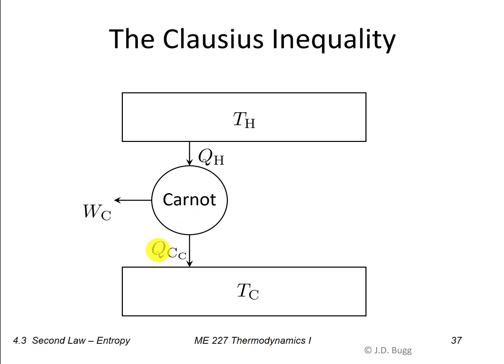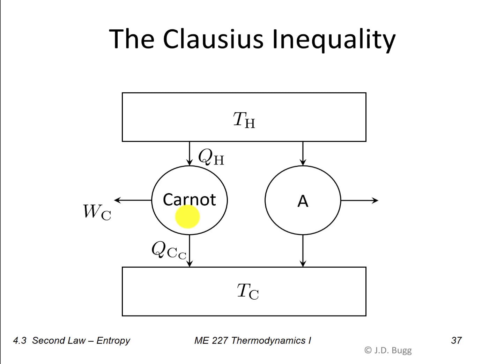Then the amount of heat it's rejecting is QCC. So there's two C subscripts here. The first one refers to heat transfer with the cold reservoir. The second one reminds us we're talking about the Carnot cycle here. The reason I have a little empty space over here is what we want to do is compare the performance of this Carnot cycle with the performance of some other cycle.